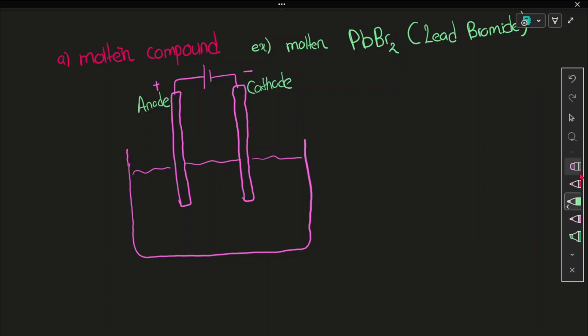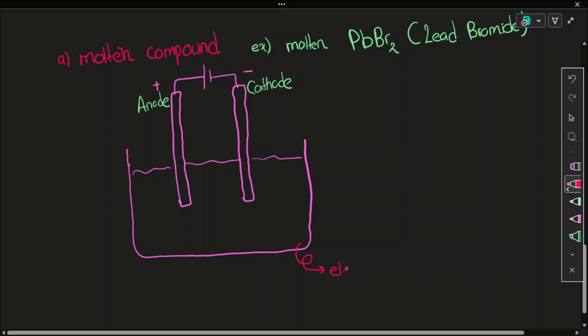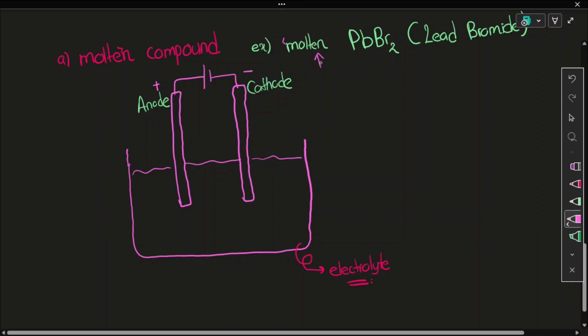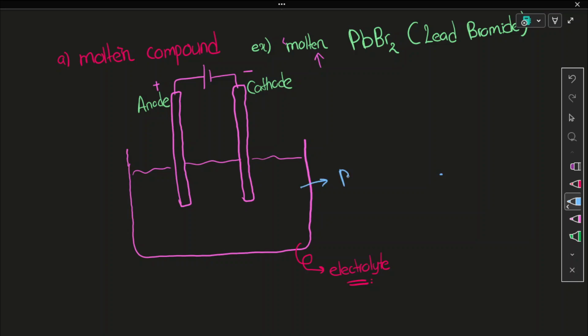So now, here's the important thing. What are we electrolyzing? What is our electrolyte going to be composed of? PbBr2. Just PbBr2. Why is it just PbBr2? Because it's only melted lead. Nothing more, nothing less. So we will simply be putting molten PbBr2, or molten lead bromide, into this.